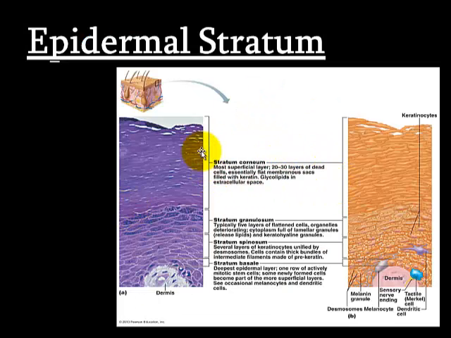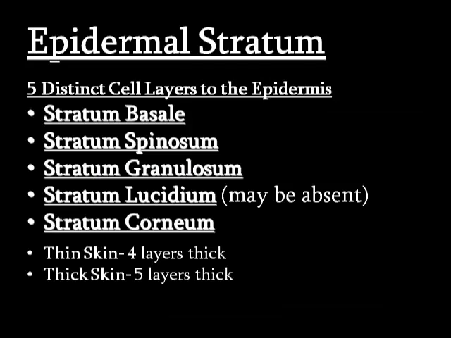Okay, in this picture you can see that there are 4 layers. That means that this is thin skin. A thick skin, which is the palm of your hand or the plantar surface of your foot, would contain a 5th layer called stratum lucidum. Stratum lucidum is absent in thin skin.